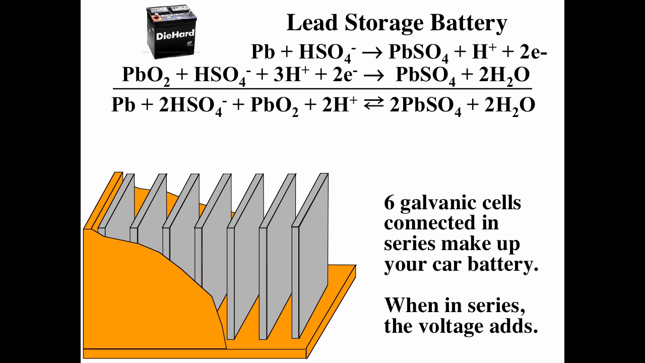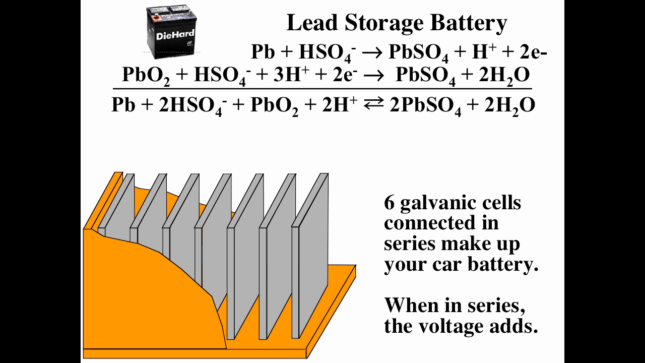Now, it's kind of interesting. Your car battery is actually behaving like a galvanic cell when you're starting your car, and it's behaving like an electrolytic cell when you're driving your car. When you start your car, the battery is providing power to the starter motor, so we're converting chemical potential energy into electrical energy. When you're driving your car, the alternator is actually converting electrical energy back into chemical potential energy.